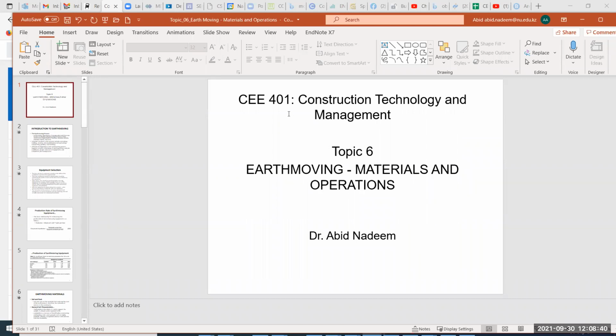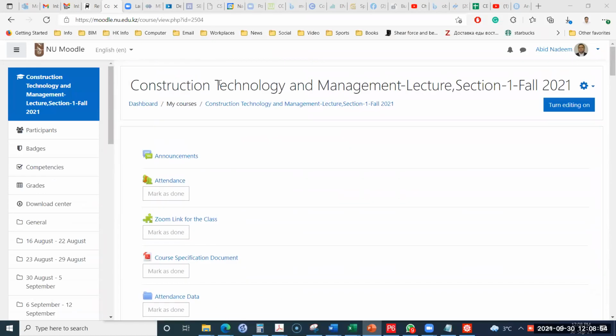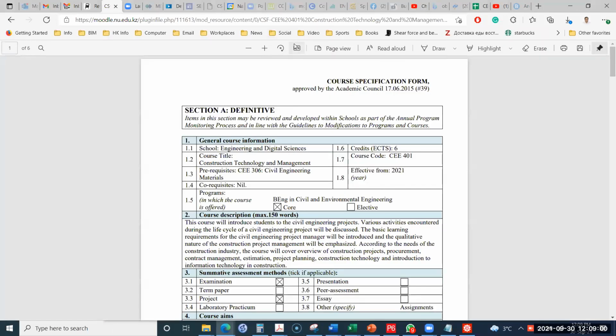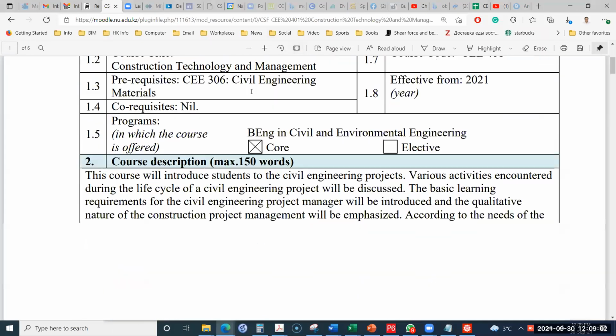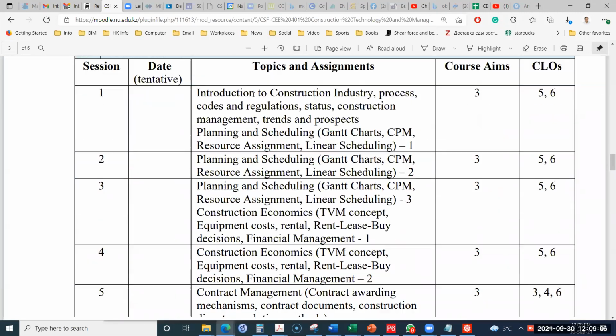So with that in mind, I think I can start the new topic. This is a new topic, topic number 6. Up to now, I have covered 5 topics. Let me show you the course specification document. In the course specification document, you have the list of topics over here.